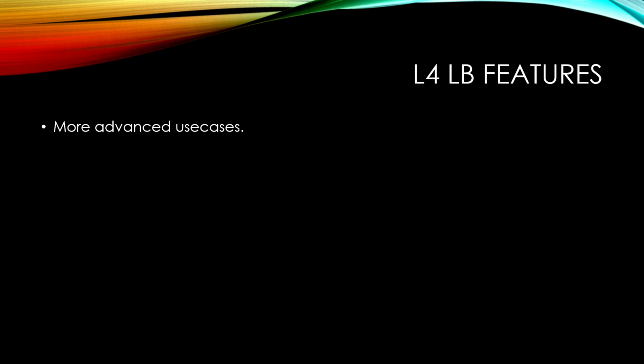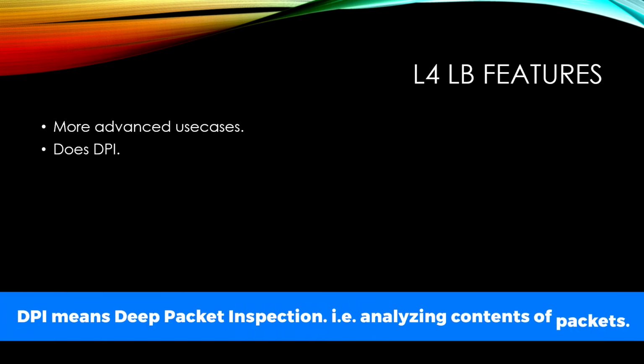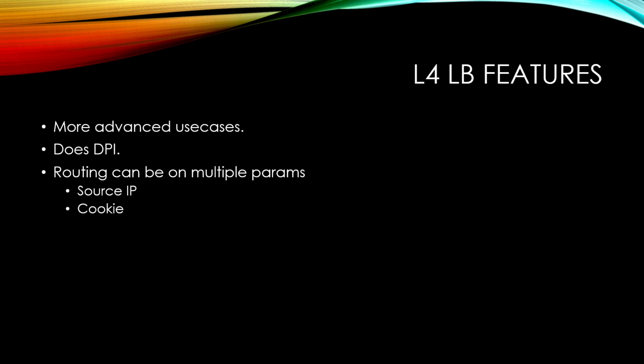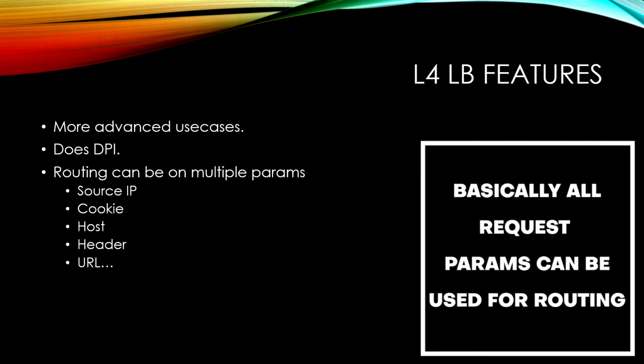And the first thing that it does is deep packet inspection. It sees what the contents of the messages are, and based on that, it can take a routing decision on where the message should actually go. Now there can be multiple parameters based on which you can route, such as source IP, your cookie, your host, header, URL. So there can be a lot of parameters that are part of a request object, and based on those you can try to see where the request should route.